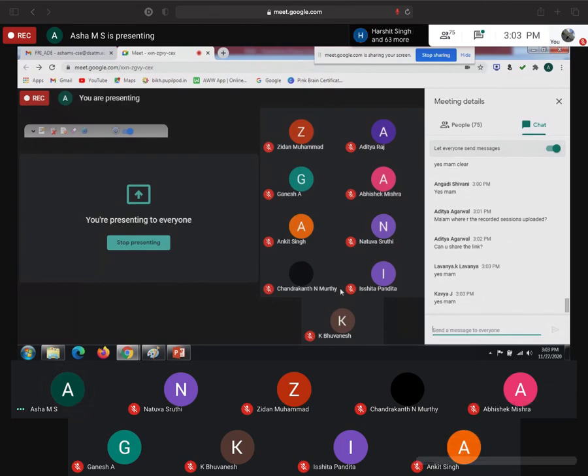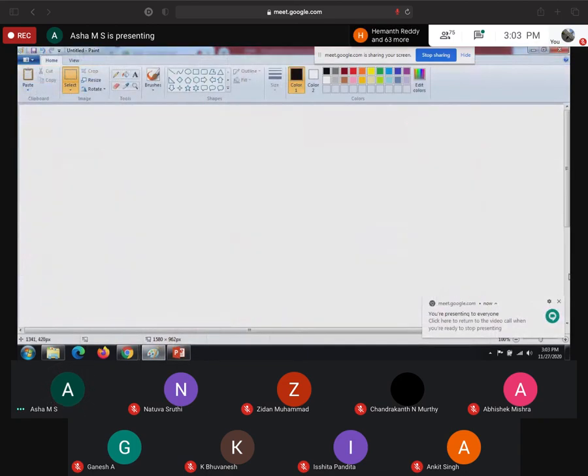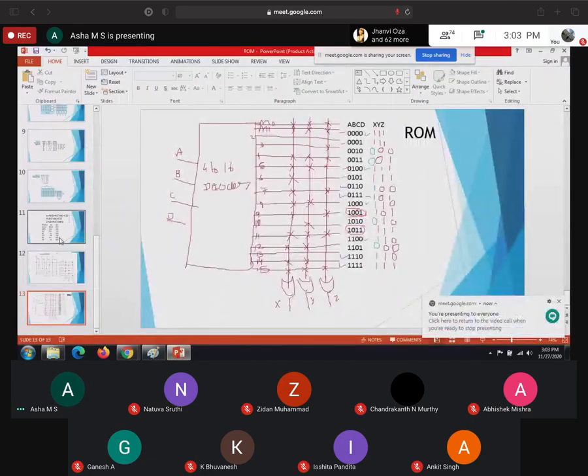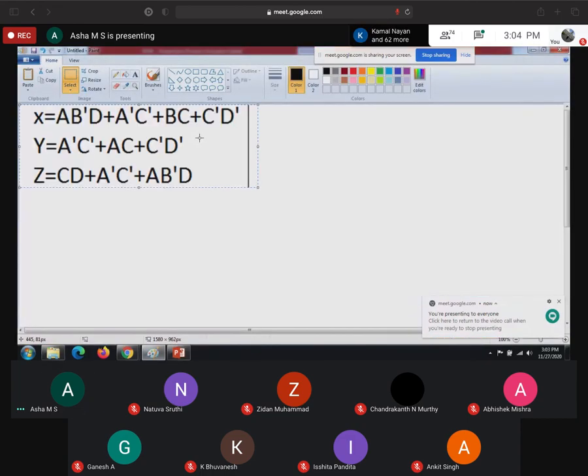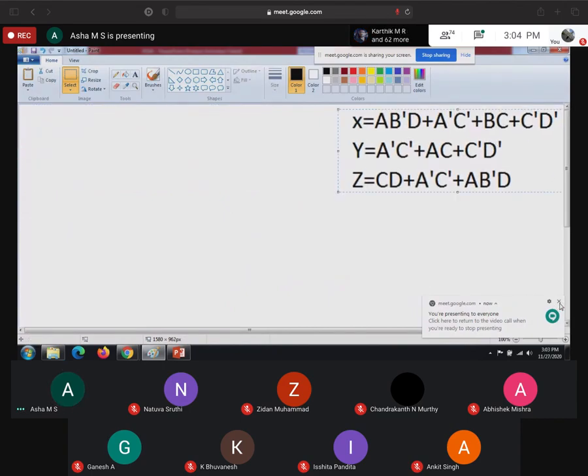Next we have PAL. PAL means programmable array logic, arrays programmable or arrays fixed. For this, no need to write the table and all. Directly we can draw the diagram.